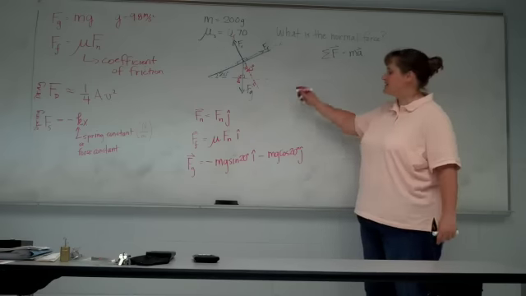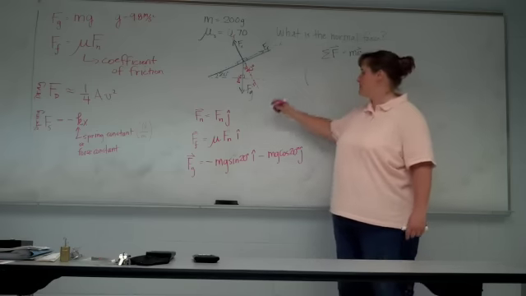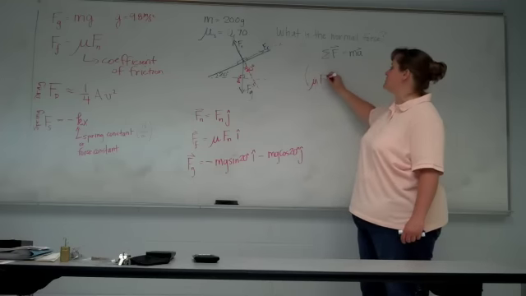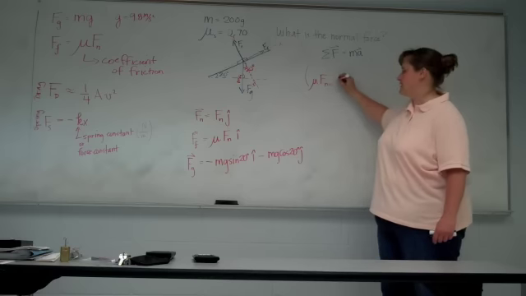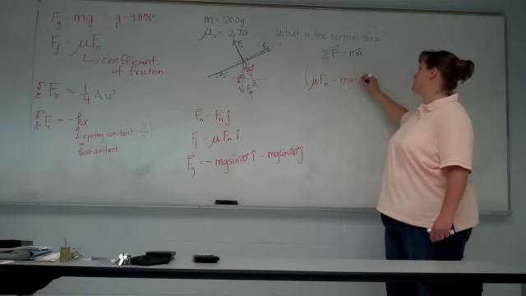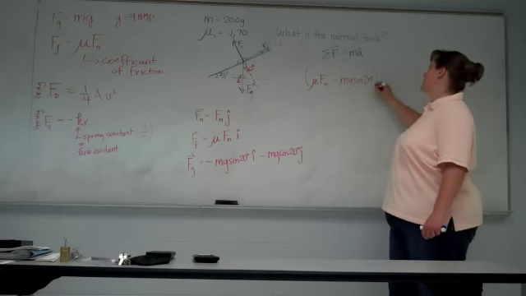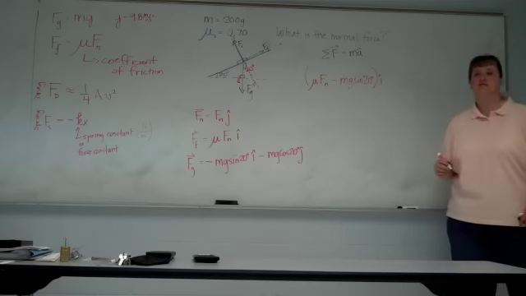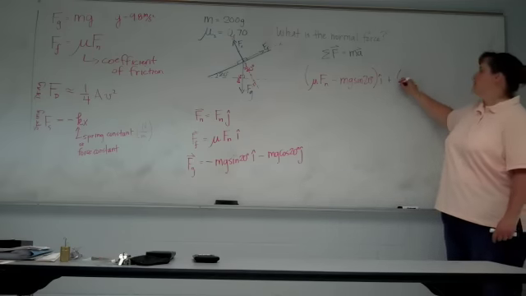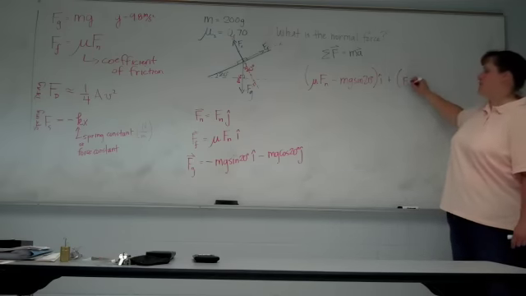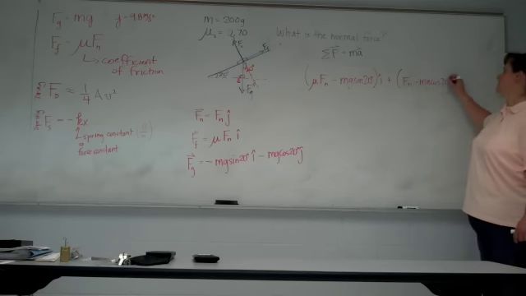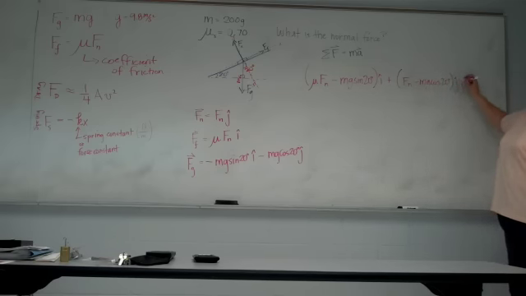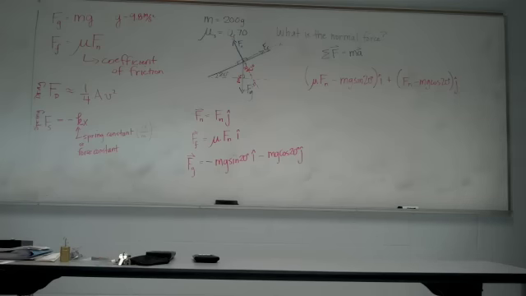So when I add the i's together, I have mu times the normal force, and I have minus mg sine 20. Those are my i's. My j's, I have my normal force and then minus mg cosine 20. Those are my j's.